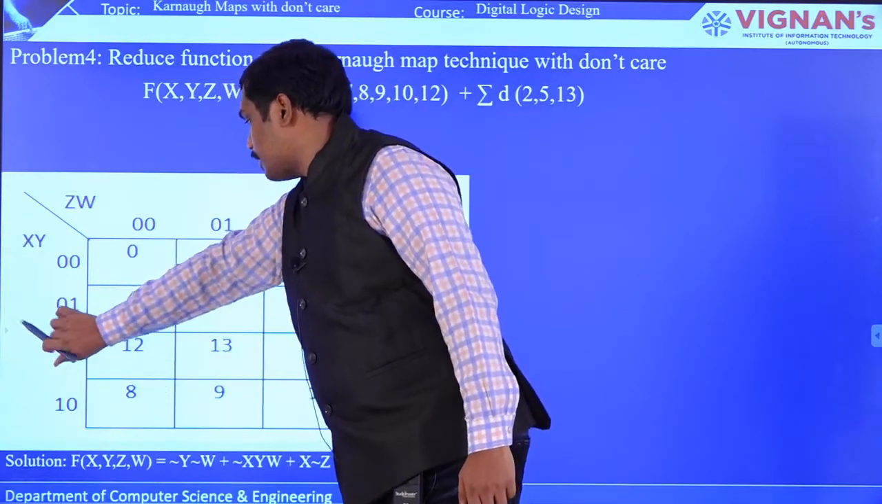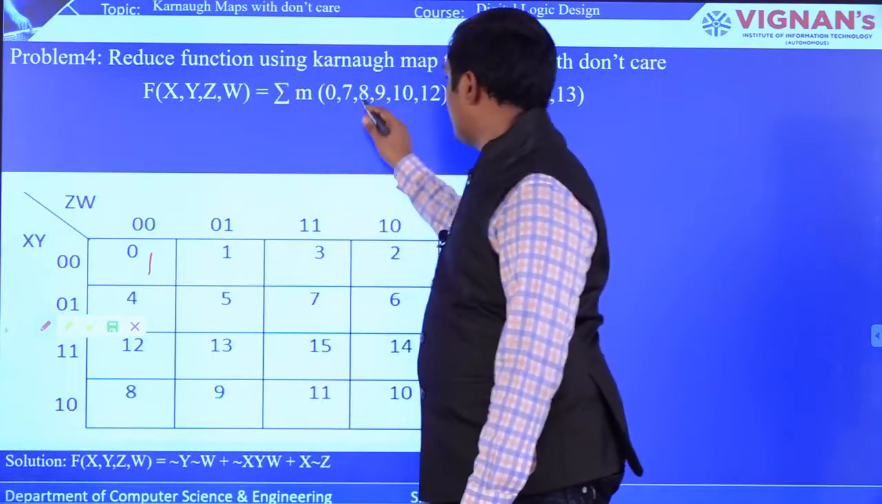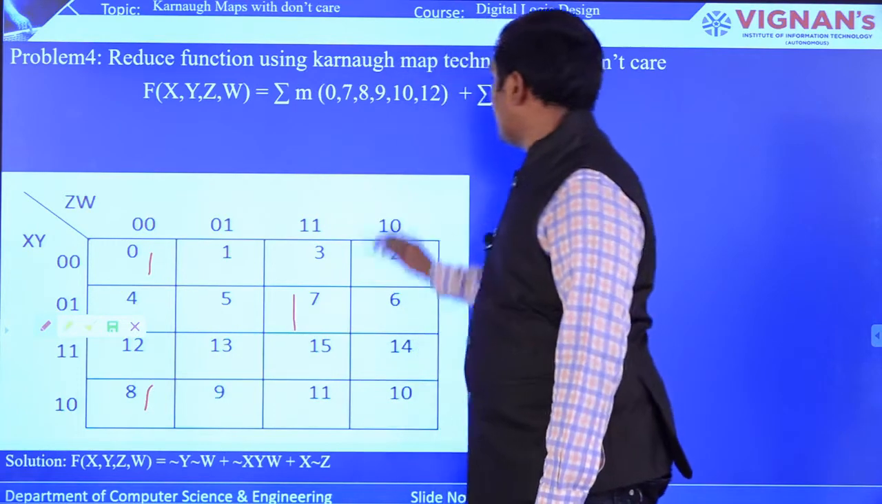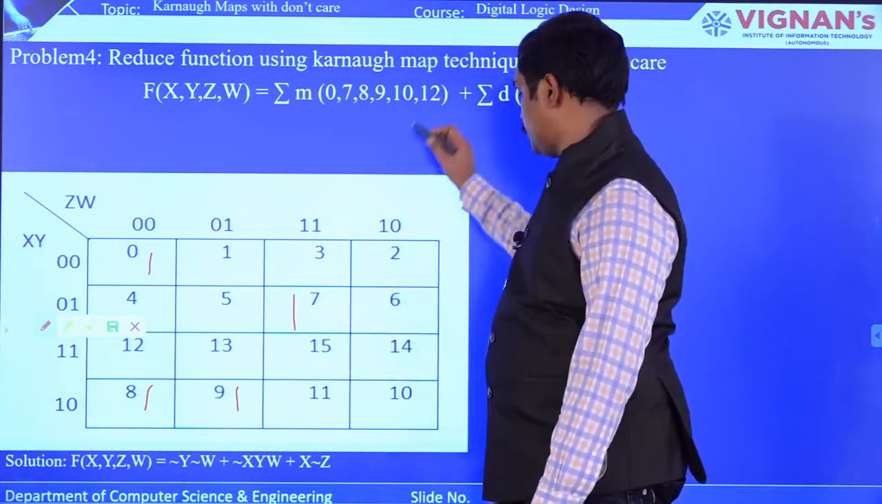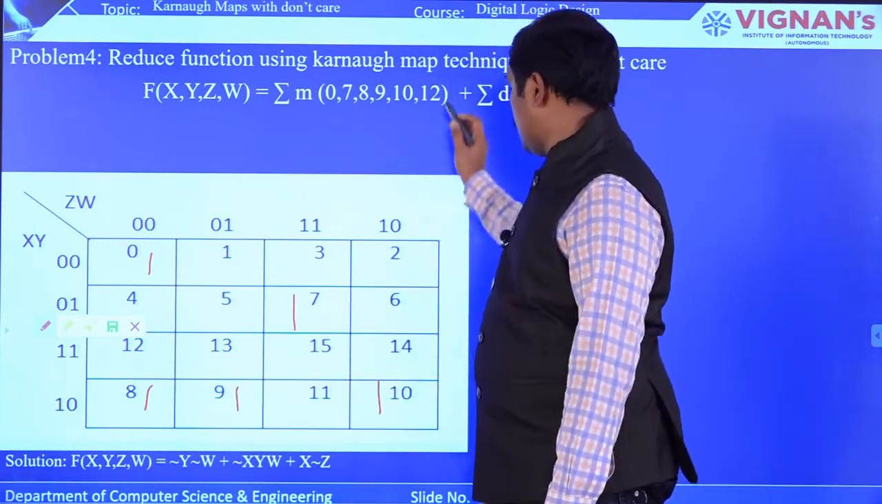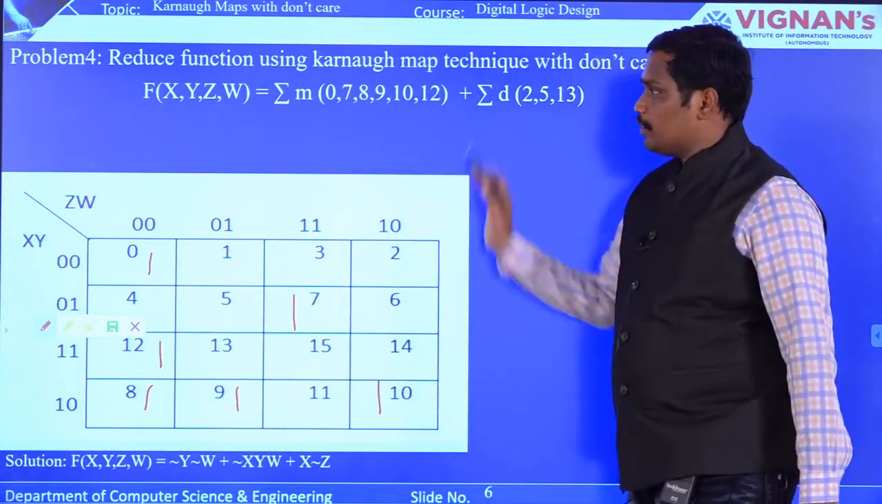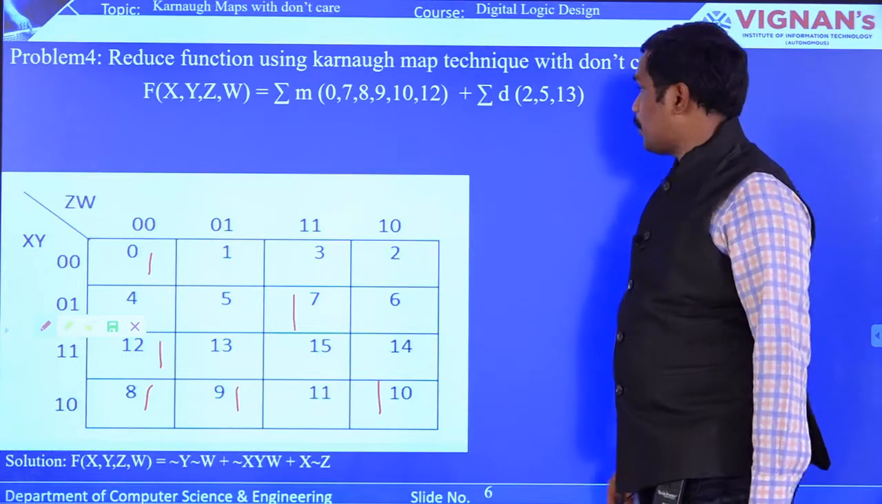We'll construct the Karnaugh map first. So 1, and then for 7 it is 1, and then for 8 it is 1, and then for 9 it is 1. The positions 10 it is 1, and 12 it is 1. Okay. So now I've placed all the min terms for the given expression in the Karnaugh map.